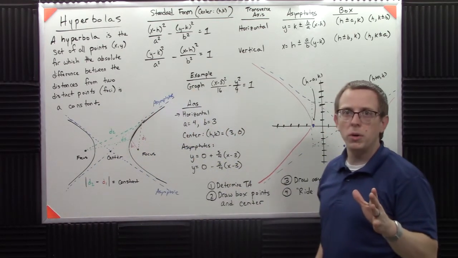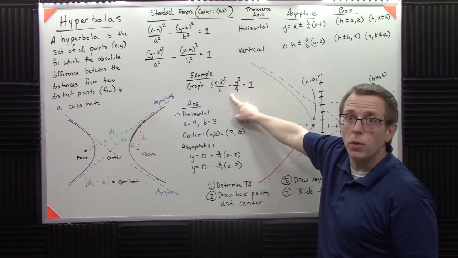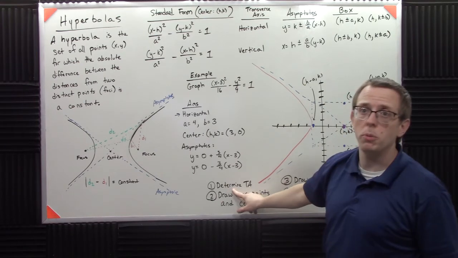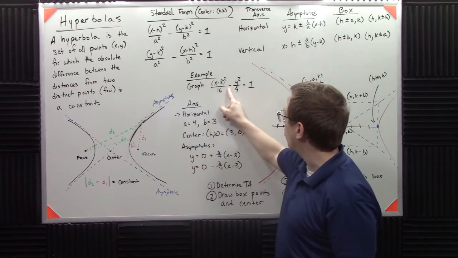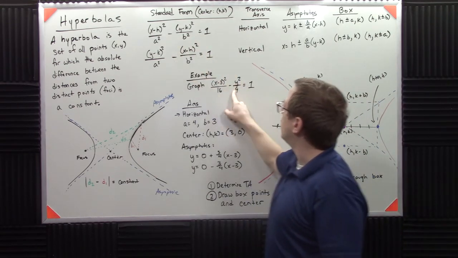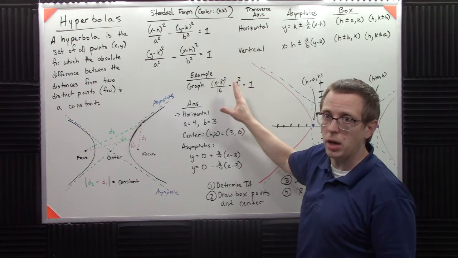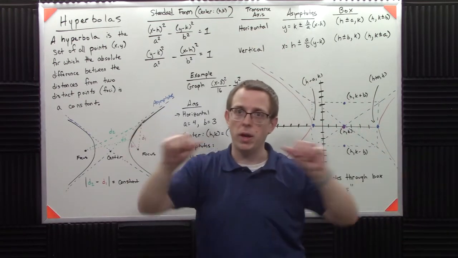Now we're going to walk through an example of how you would do this. If I give you this right here, the first thing you've got to do is determine the transverse axis. The transverse axis is going to be dependent on which one of these has the negative. In this case, the Y version has the negative. Okay, so I know it's horizontal. That tells me it's going to open this way. Good deal.